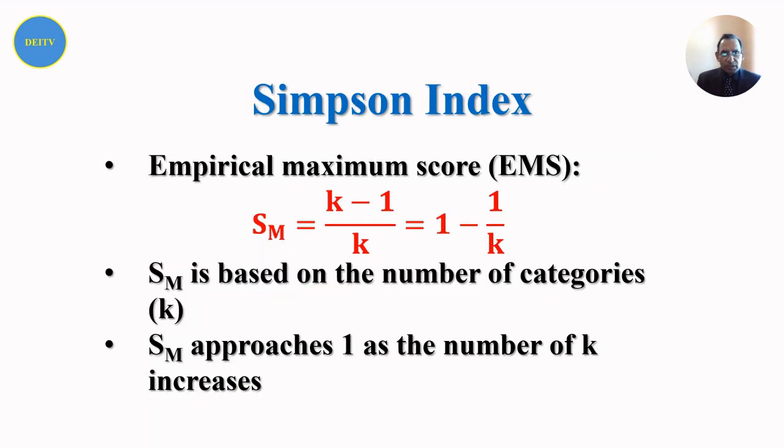Although the Simpson Index has a theoretical value of 0 to 1, the actual empirical value is based on the number of categories or groups. The formula for calculating the maximum value of the Simpson Index is k minus 1 over k, or 1 minus 1 over k. Again, the maximum possible diversity coefficient is based on the number of categories, and as the number of categories increases, the value of the Simpson Index increases to 1.